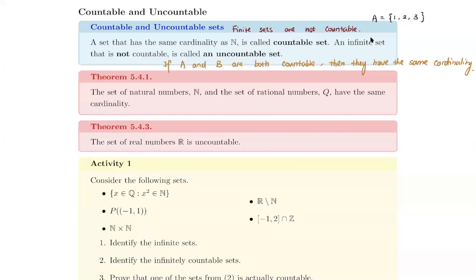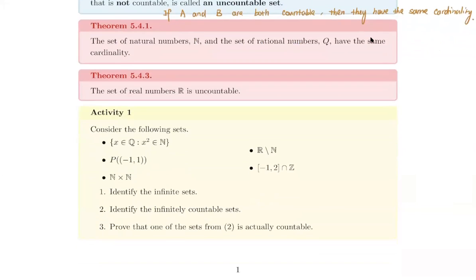Let's look at the first theorem. The first theorem is that the set of natural numbers and the set of rational numbers have the same cardinality. So what does this theorem tell us? Anyone know? Q is countable, exactly. So this is telling us Q is countable.